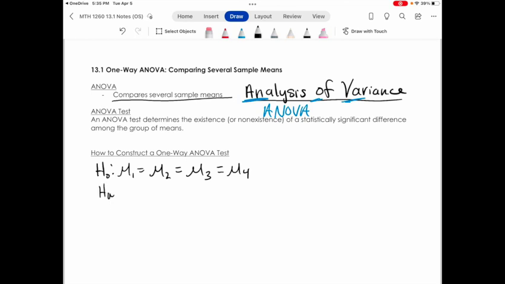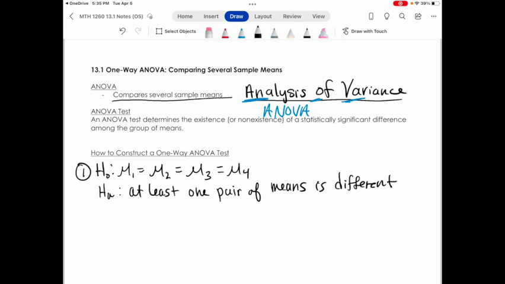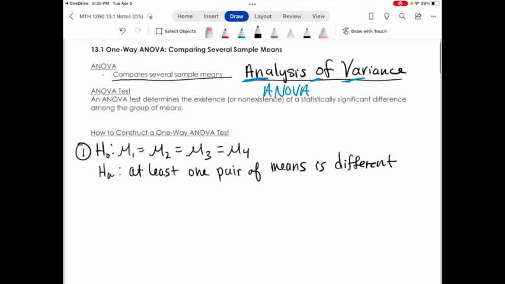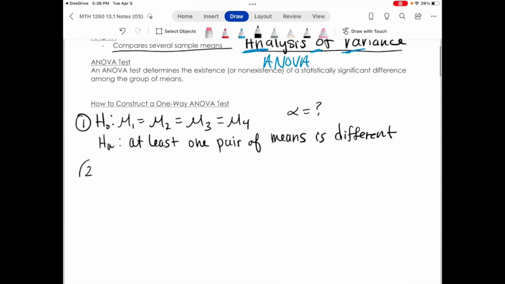Now, for your alternative hypothesis, since you're trying to see if something has changed, you just want to show that at least one pair of means is different. And then, of course, in your step 1, as usual, you state your level of significance. Now, when you're stating your type of test, since we're doing this on several groups and trying to compare many means, we would state that our method is ANOVA.